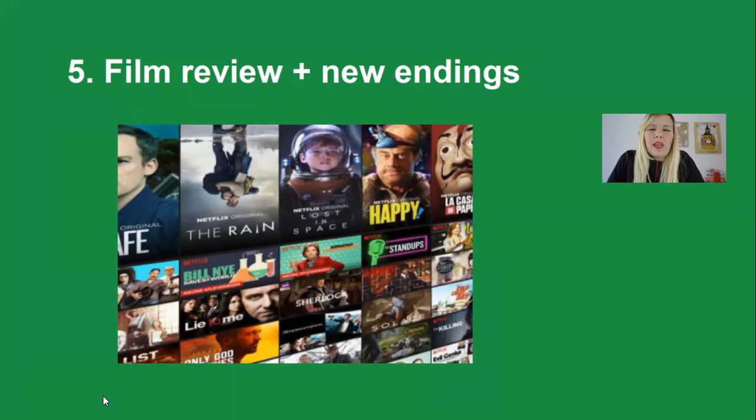And then the last one for today is film review plus new endings. So this works a bit like the book activity. If you've seen my second video about the speaking activities, we were talking about the favorite book. So basically, very basic, I just asked them about their favorite film or the last film. It doesn't need to be a film, it can be a series. For example, with Netflix, everyone has Netflix, and they do, especially teenagers, they know the series, they know Stranger Things.